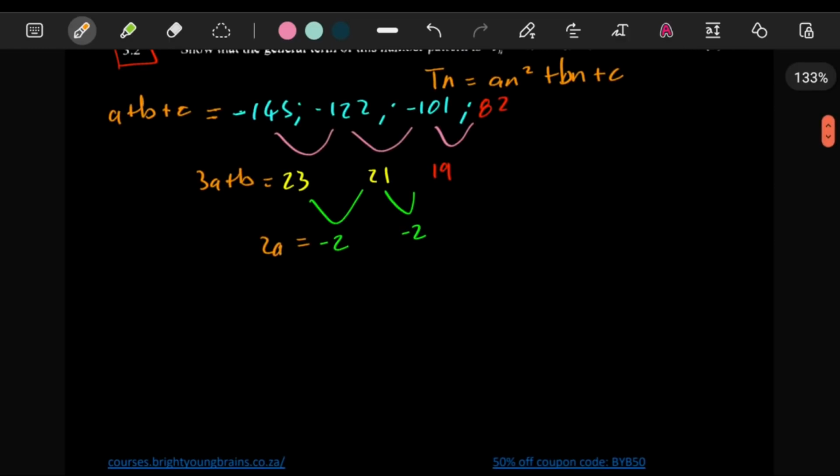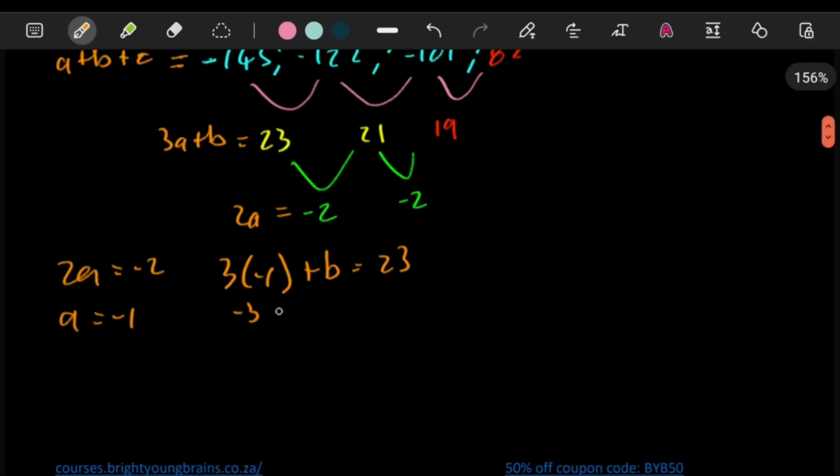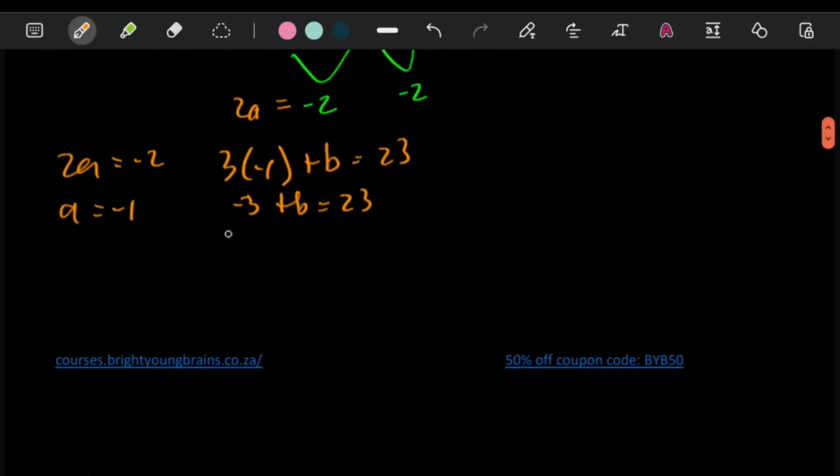So here it's 2a, right? It's equal to negative 2. A is equal to negative 1. And then here you're going to put a negative 1, right? So it's negative 1 over there. Then you're going to have negative 3 here, plus b is equal to 23. B here is going to be equal to 26.